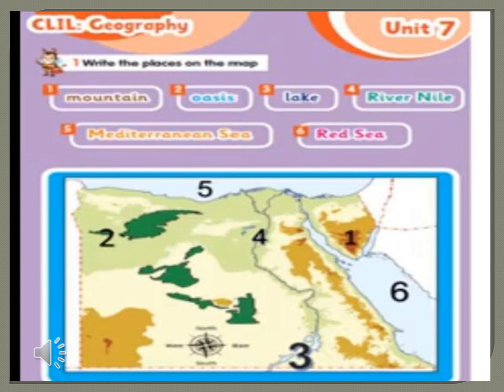Now let's move again to our student book, page 7, exercise 1, write the places on the map. Again, we have here Egypt's map, and we have to write the places on the map. Okay, number one, mountain. Number two, oasis. 3, lake. 4, river Nile. 5, Mediterranean Sea. 6, Red Sea.